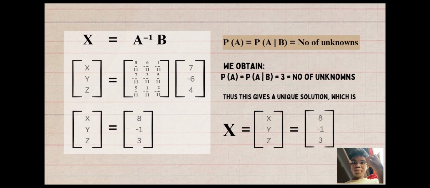So we obtain that the rank of matrix A equals the rank of matrix B and also equals the number of unknowns, which is 3. Thus, it gives a unique solution.